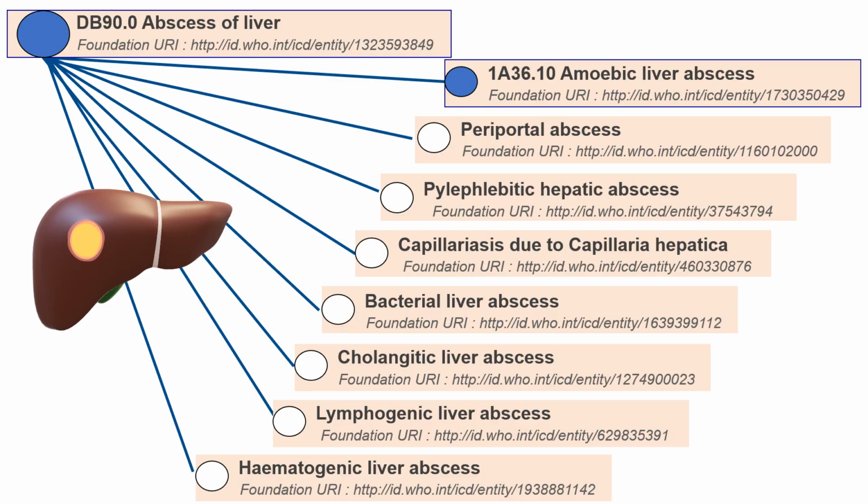Here's an example. Under abscess of liver, only amoebic liver abscess has both a URI and a code because it is considered an important condition from a classification point of view. Each of the other types of liver abscess has a URI but no specific code of their own, so they will all be listed as index terms under abscess of liver and will be coded as DB90.0. But their details won't be lost because the unique identifiers will distinguish them.